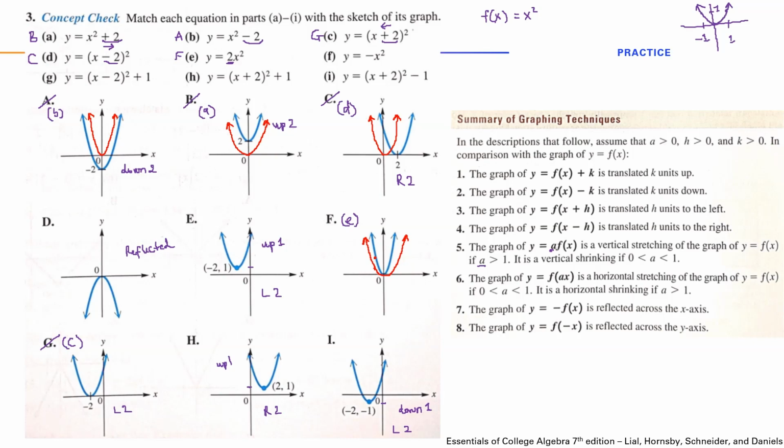Now F, y equals negative x squared. So the negative is outside. The negative outside is reflected across the x-axis. So this one is up and down. Right, reflected so that D.